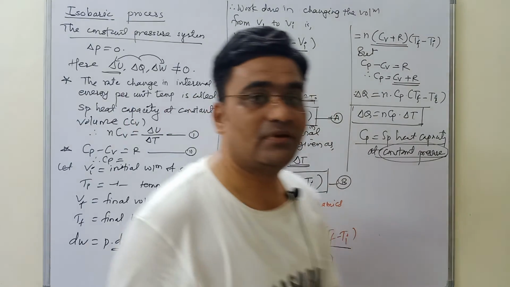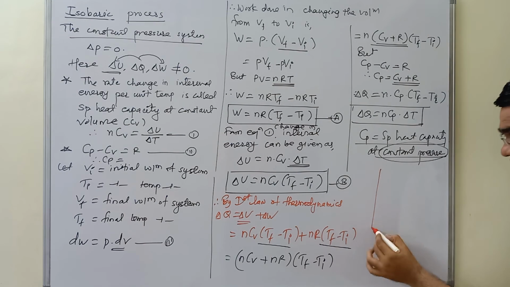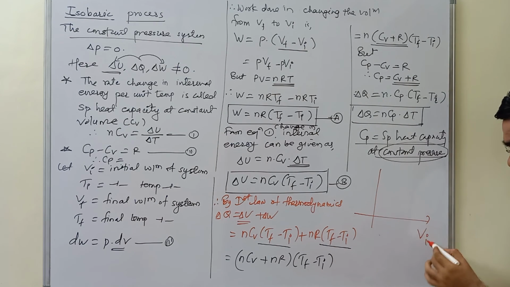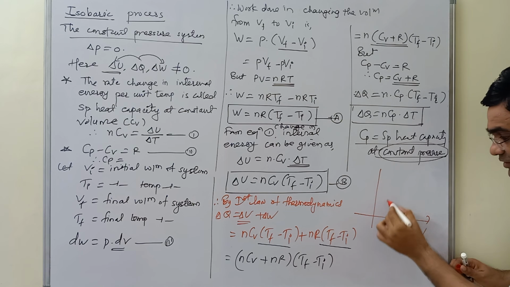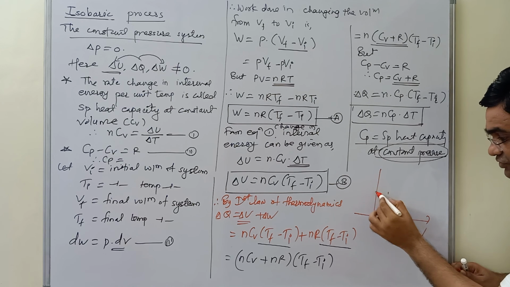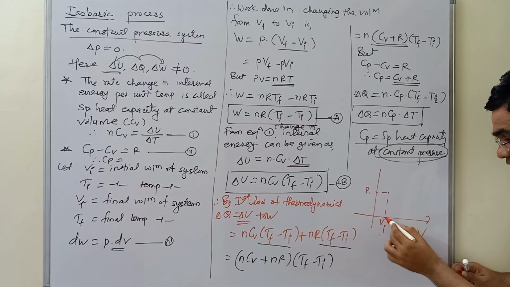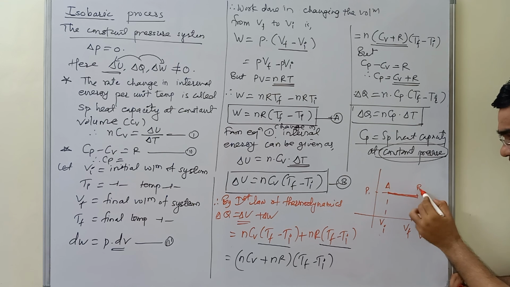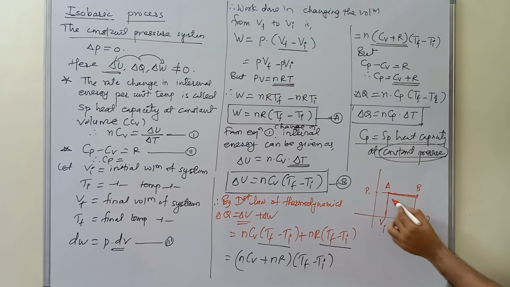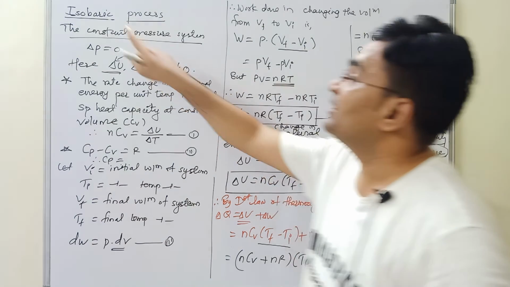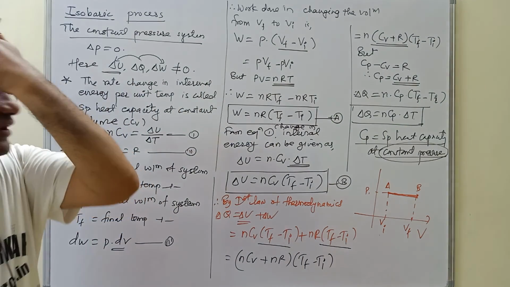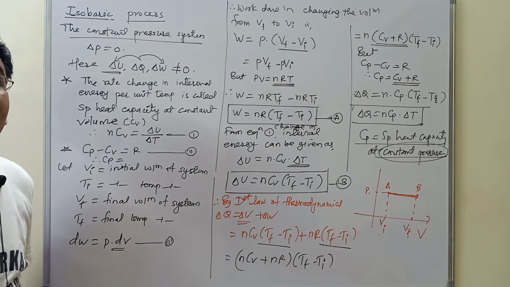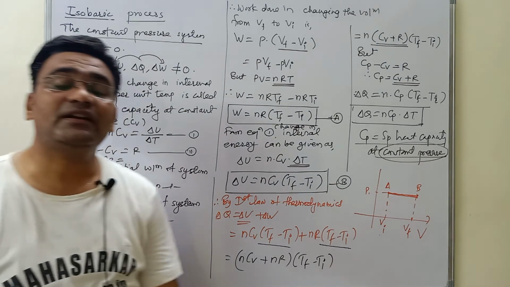If I plot the graph, one important point is that pressure is not changing but volume is changing. Suppose the initial volume is Vi and the pressure is P. The volume changes from Vi to Vf, but the pressure remains the same. In this system, A to B is going on and the volume changes, but no change in pressure takes place. This type of system is called the isobaric process. I hope you understood this article.